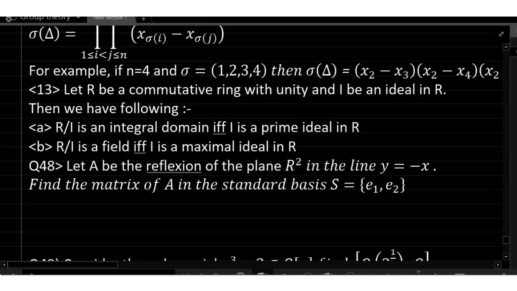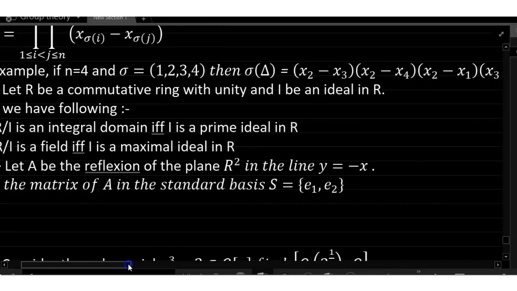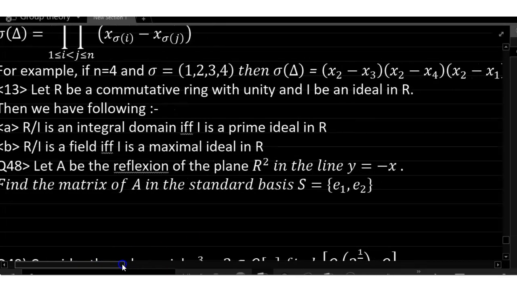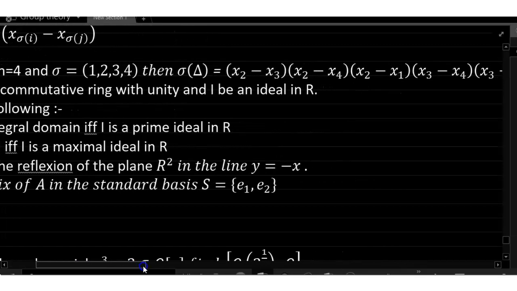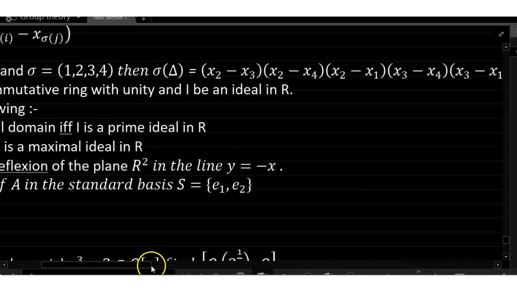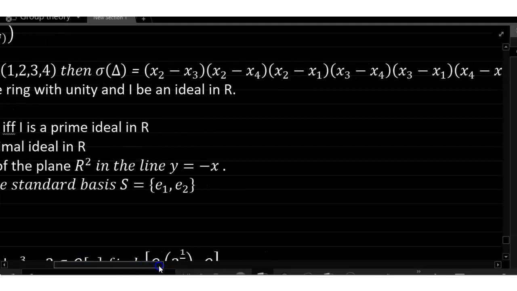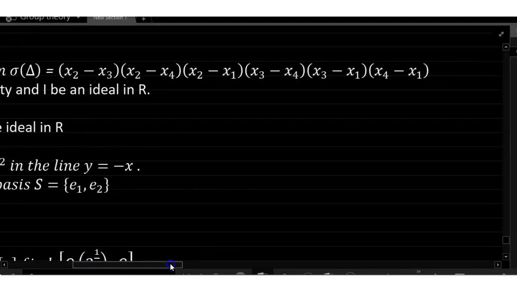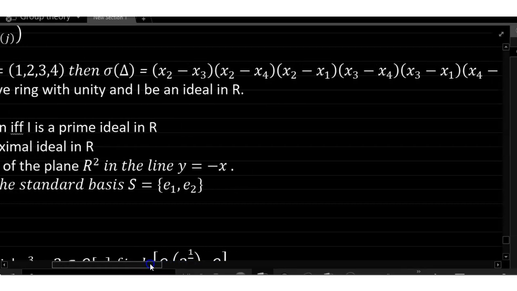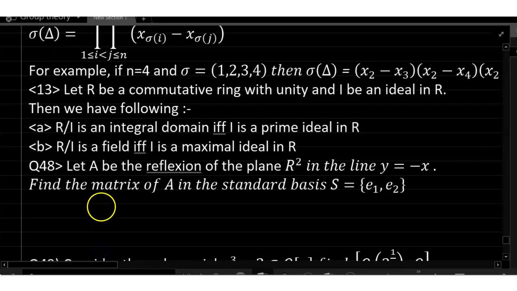For example, if n equals 5 and sigma is equal to (1, 2, 3, 4), then sigma delta is equal to (x2 minus x3)(x2 minus x4)(x2 minus x1)(x3 minus x4)(x3 minus x1)(x2 minus x1). And then we have the following.